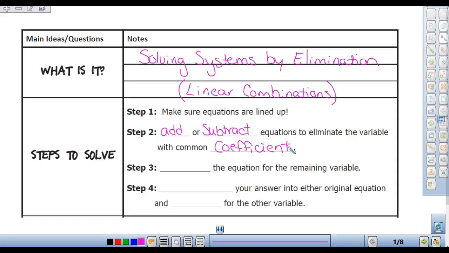Okay? After we have that, we're going to solve the equation. And then it's just like what we did yesterday. We're going to substitute that answer into one of the equations and solve it for the other variable.